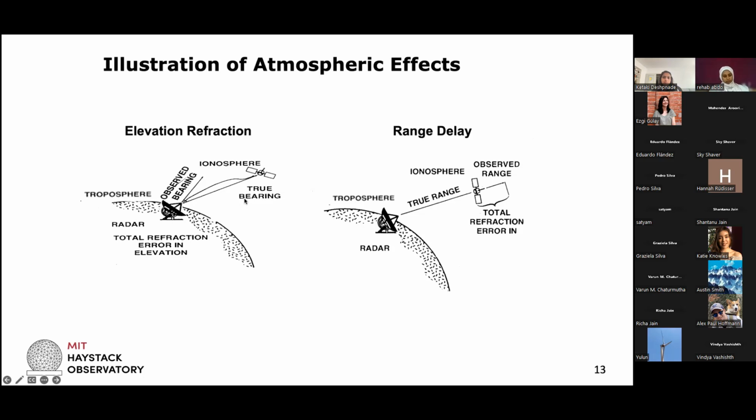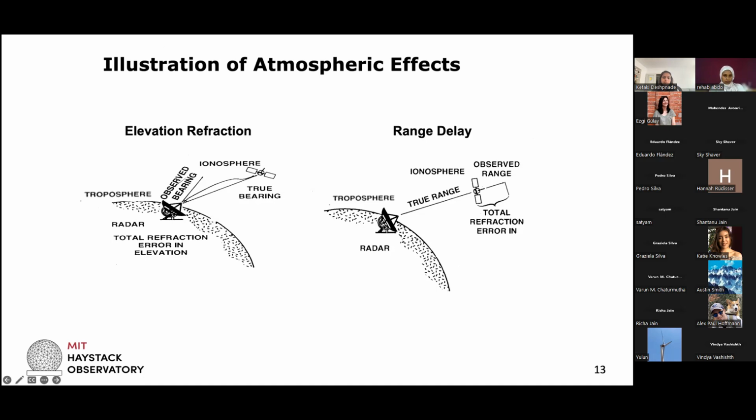For me, I really work with ground-based systems. This effect is more important if you're at elevations below 10 degrees or 5 degrees. I usually cut off my data, I don't look at things that are too low, so I'm usually setting a boundary of about 7 degrees. So I don't care about elevation refraction, but this range delay I do care about.